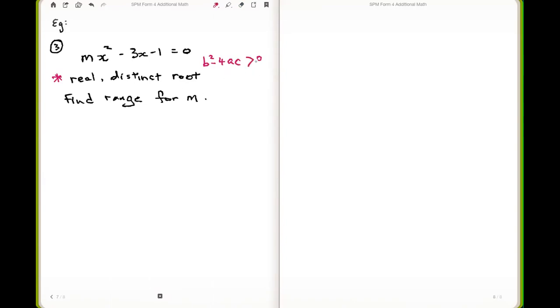Find the range. To start with, it is very straightforward. What can you do? You find b squared, where my b is negative 3. b squared minus 4, a is my m, c is my negative 1. How do I know it's more than 0? Because the question says it's a real and distinct root, more than 0. Solve this: 9 minus positive 4m more than 0. Therefore, my m must be greater than negative 4/9.